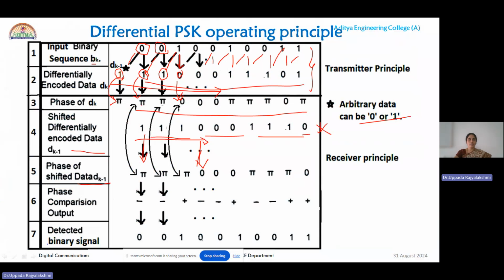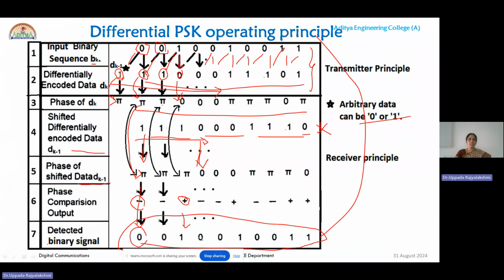Like that, compare the phase of the differential data as well as the 1-bit right-shifted differential data to produce the output data bit. Here pi and pi, there is no phase change. So the phase comparison output is negative. If you have negative, the detected data bit is 0. For example, here you can see 0 and pi. So you have a phase change of 180 degrees, which is represented by positive, and the corresponding detected data is 1.